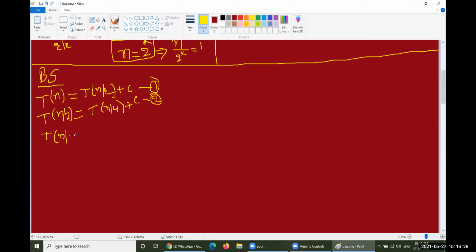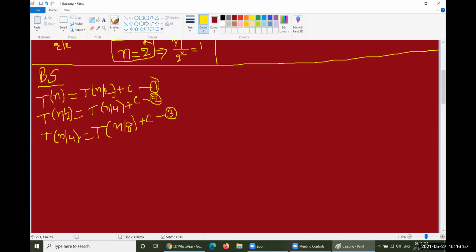Then T of n by 4 is identified here. T of n by 4 equals, if anybody has not attended those classes, yes, you can write them down, use paper and pen, T of n by 8 plus c. This is equation number 3. Substitute equation number 2 and 3 in equation number 1.